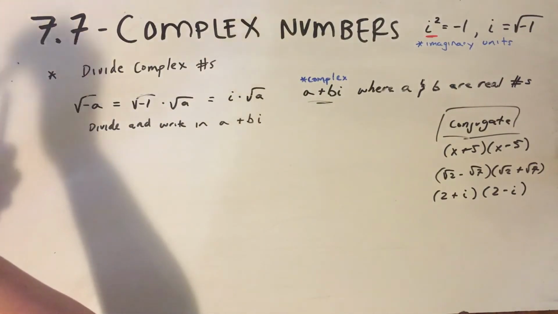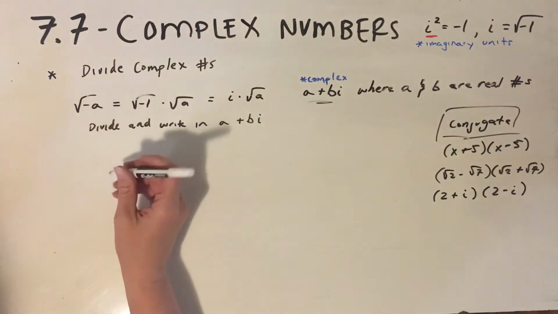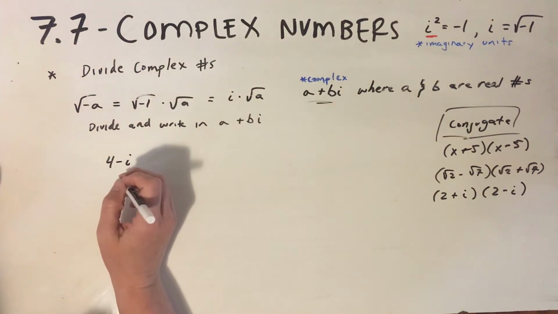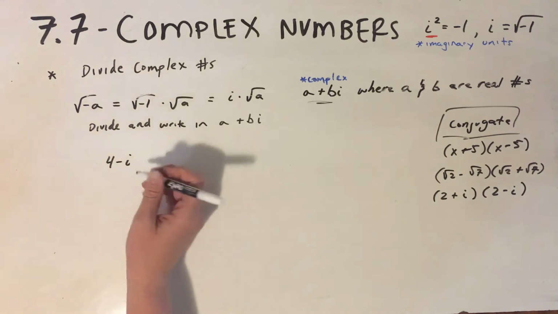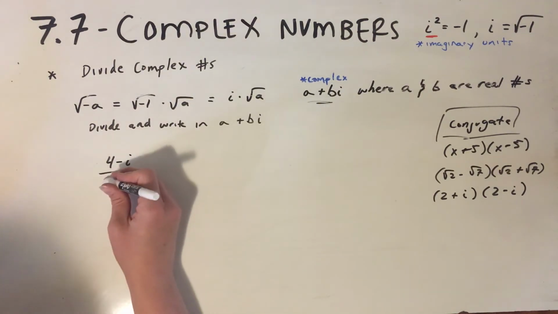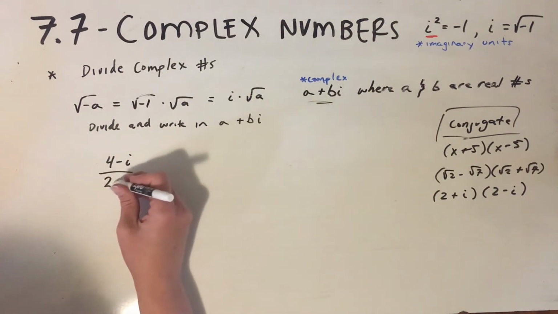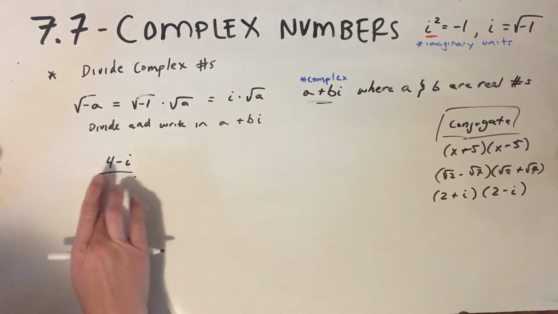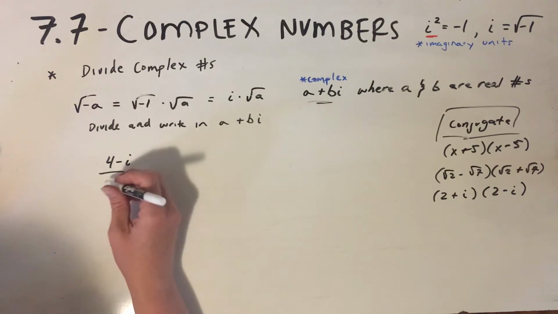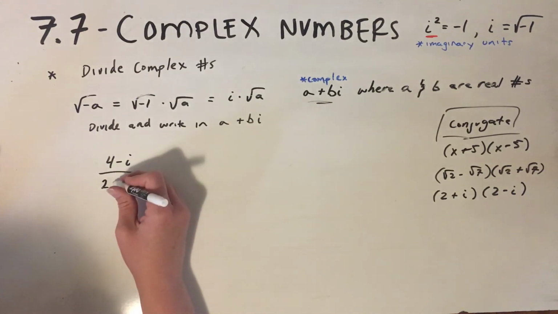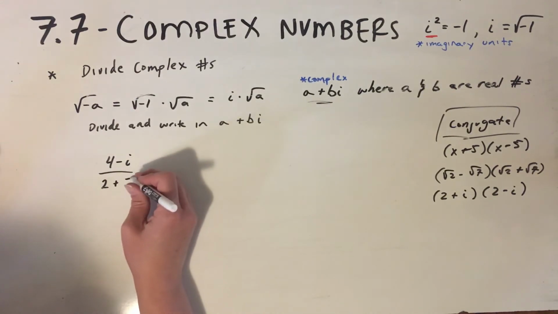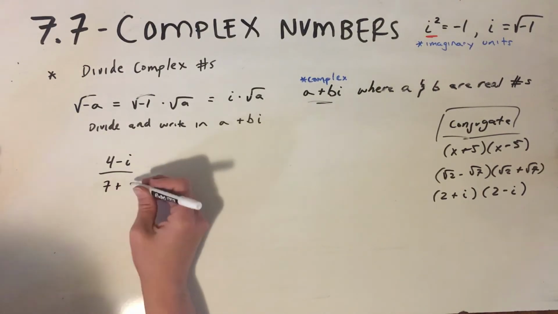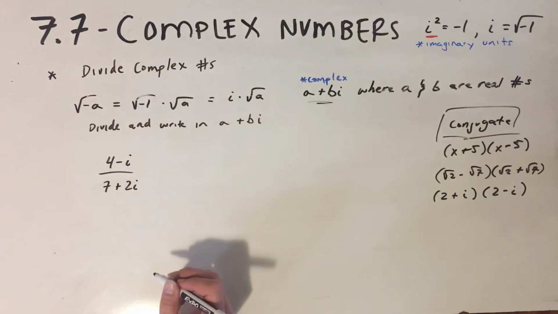with a conjugate. Let's try a 4 minus i. I don't know, let's say over 2 plus a 5i. No, that's too similar to the last one. Let's do a 2 plus 7 plus 2i. There we go.